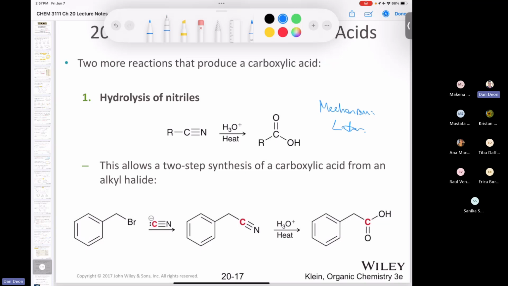Another way is if you just do an SN2 with cyanide. Remember, this is cyanide.